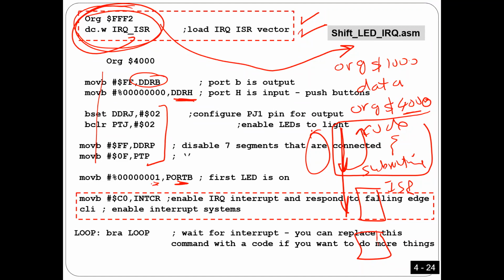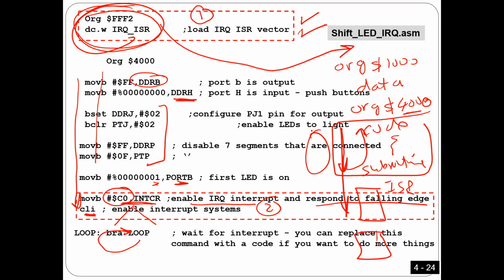Now I need to configure the IRQ. So this is number one here, I have to write this one here. Number two, I have to write these two instructions as I have just explained. This CLI enables interrupts. This other one is going to do two things: it enables IRQ interrupts, guys, and also makes you respond to a falling edge. Once you come here, I'm going to keep looping here, as you see.